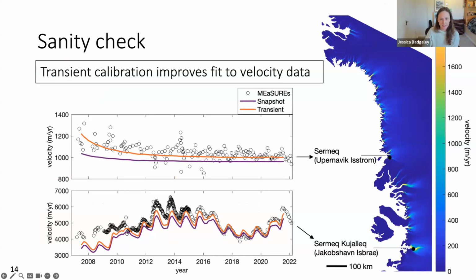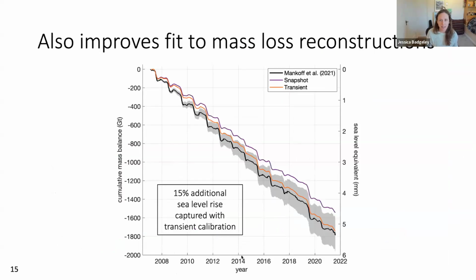And so when we do that, now orange is the transiently calibrated model simulation. We see that it's doing a much better fit to the mean velocity, although it's not matching everywhere perfectly, because there is that regularization and that need to respect the prior information. But this is the data we simulated, so it's not too surprising that we match it much better. But then if we look at mass loss, we see that we're now within the observational uncertainty.